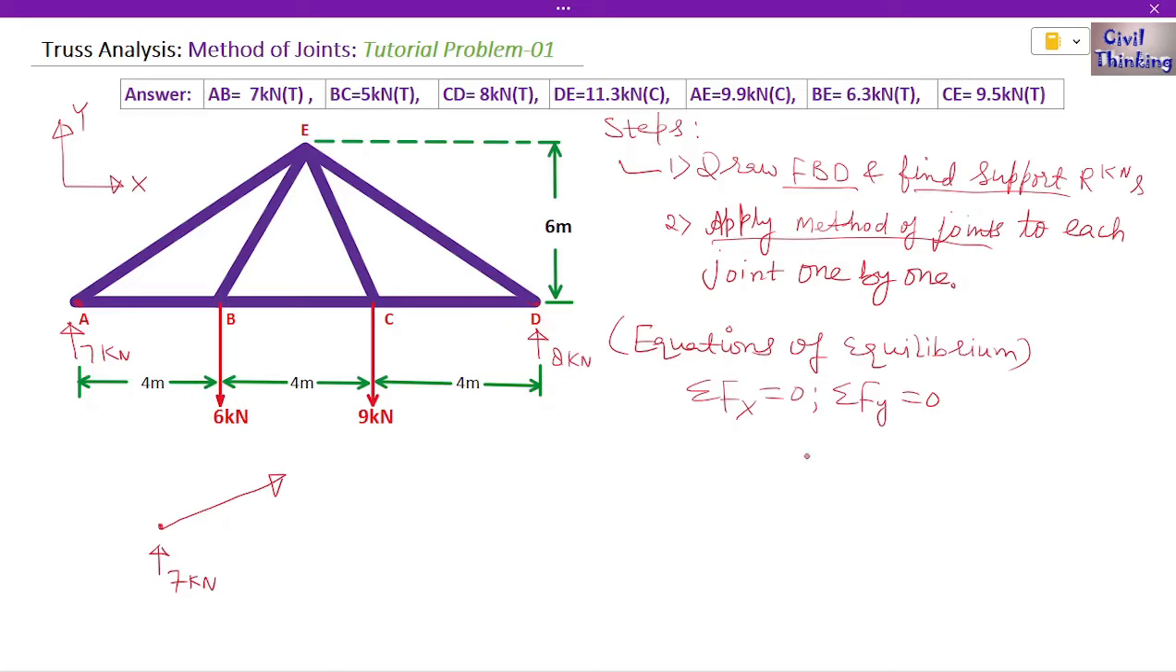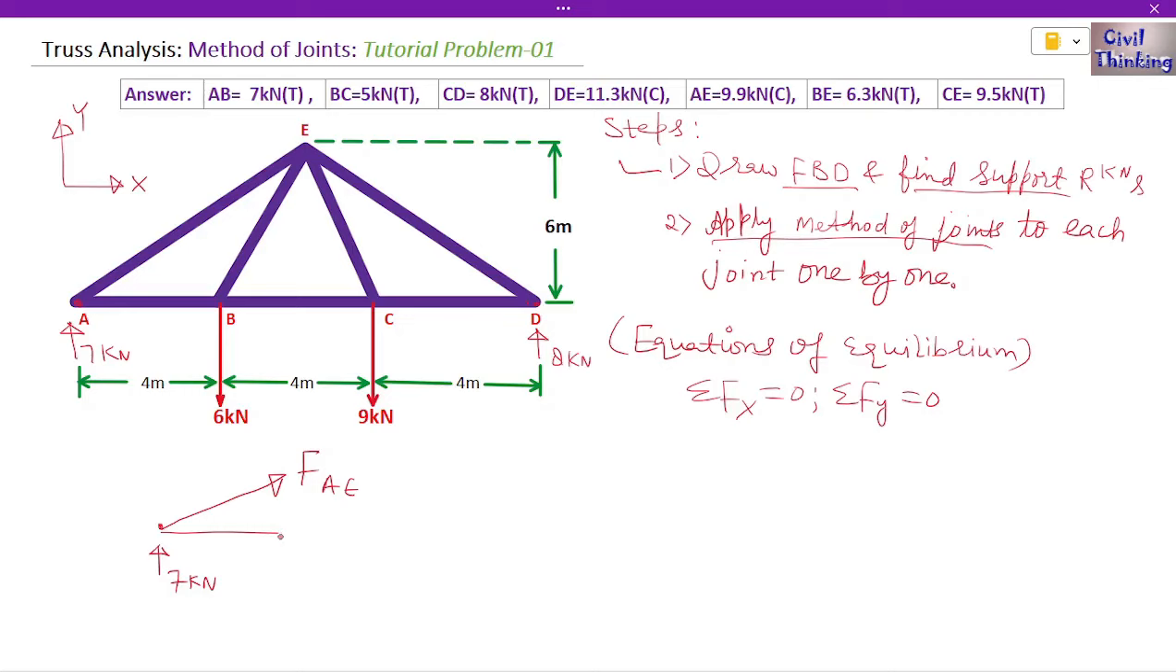We always assume tensile force, and then when we get a negative value, it means our assumption was wrong and the force was actually compressive. So an arrow away from the joint means tensile. If an arrow is towards the joint, it means compressive. Because we are assuming this AE force is tensile, we will denote it with FAE, with an arrow outwards, away from the joint. FAE means force in the AE member. Now we also have AB connected to AE.